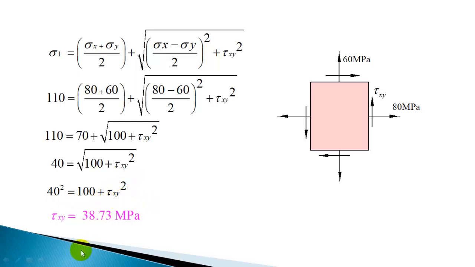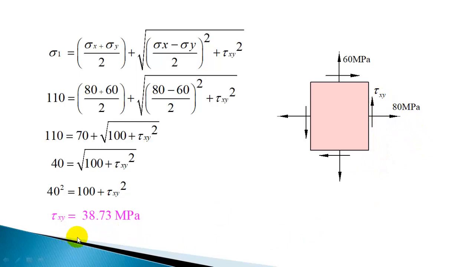or tau xy you can solve it as 38.73 MPa. So much is the shear stress associated with the planes. So if a shear stress is 38.73 MPa, you will get one of the principal stress as 110 MPa. So you got the shear stress associated with the planes.